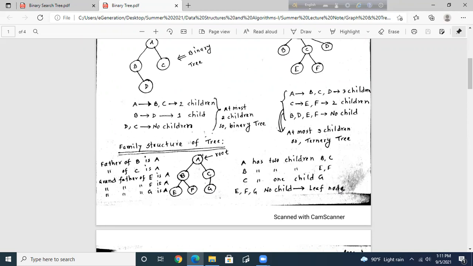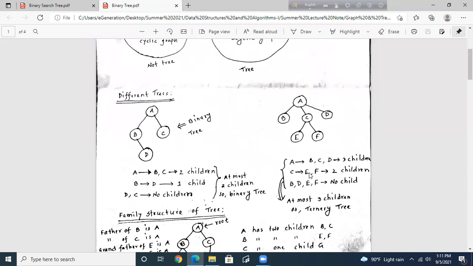So you have to know many things. One is, what is root? Root has no father, so this is the root node. Father of B and C is A. Father of E and F is B, father of G is C. On the other hand, children of A are B and C, children of B are E and F, children of C is G. So E, F, G have no child, so they are leaves. Dear student, whether you have understood this part or not.